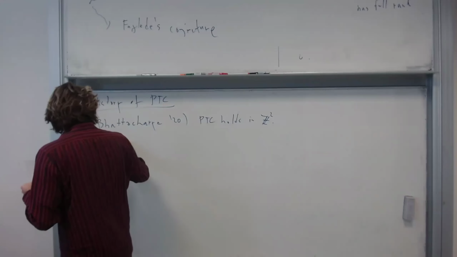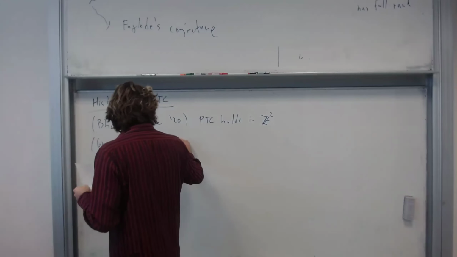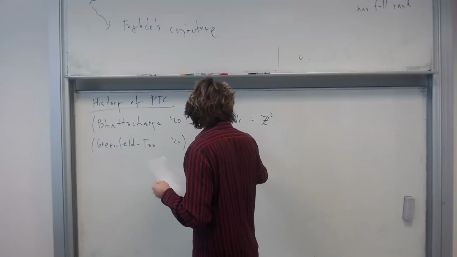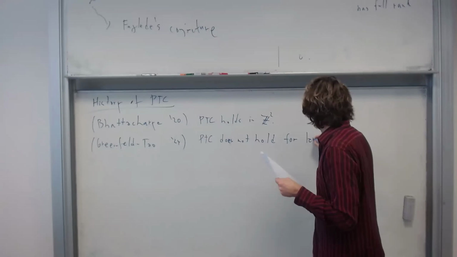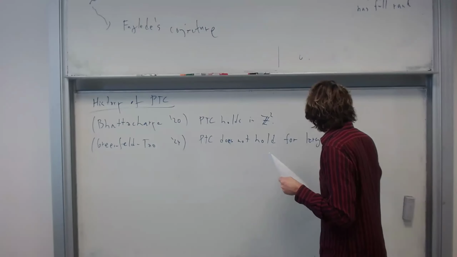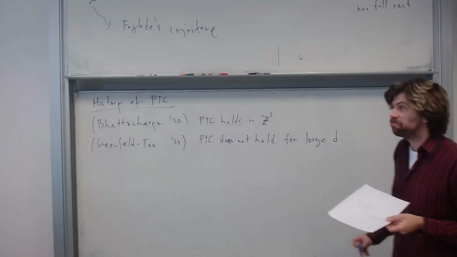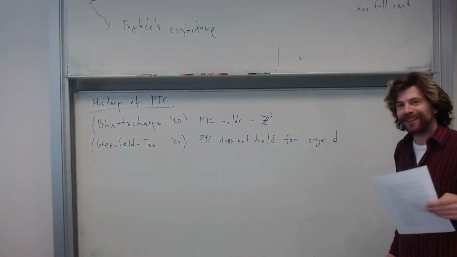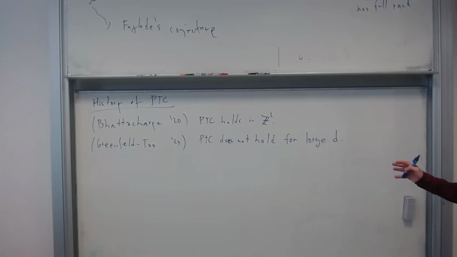So Greenfeld and Tao in '24 showed that PTC does not hold for large B. What is that? Like it's not known for 3. I think it's something around 100, but they didn't optimize it.